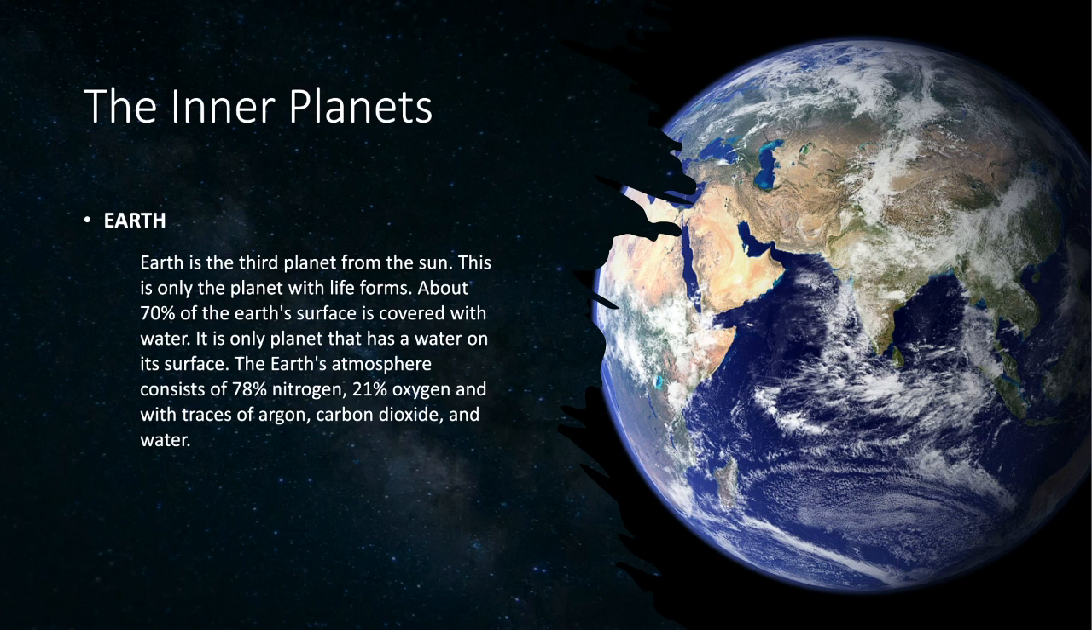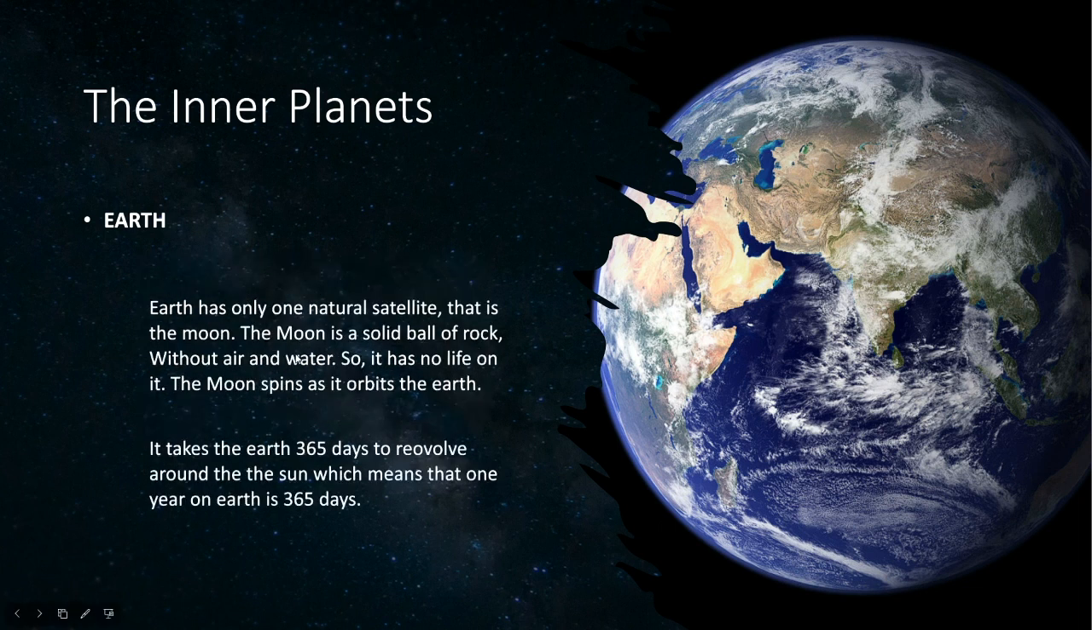The Earth is the only inner planet to have one large satellite moon. Earth is often called the ocean planet because 70% of its surface is water. Earth has only one natural satellite, that is the moon. The moon is a solid ball of rock without air and water, so it has no life on it. The moon spins as it orbits the Earth.